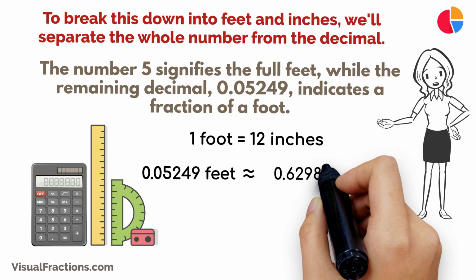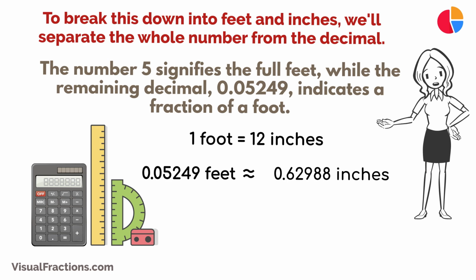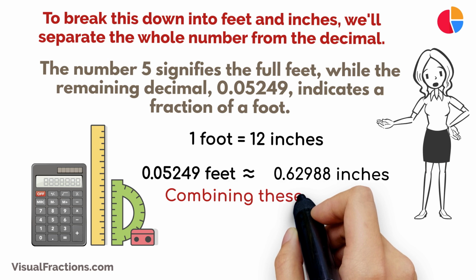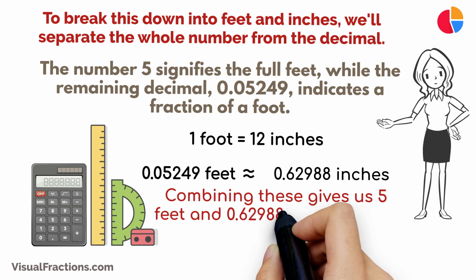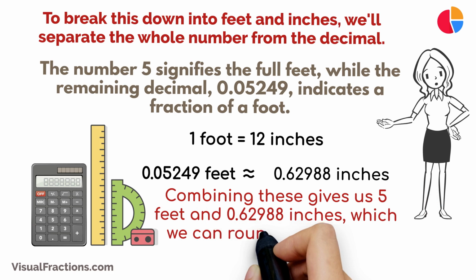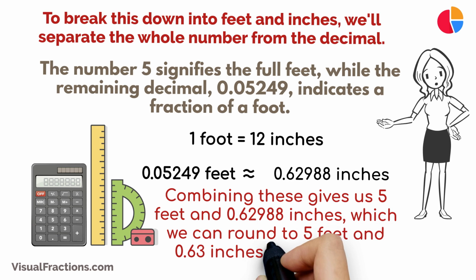0.05249 feet is approximately 0.62988 inches. Combining these gives us 5 feet and 0.62988 inches, which we can round to 5 feet and 0.63 inches for simplicity.